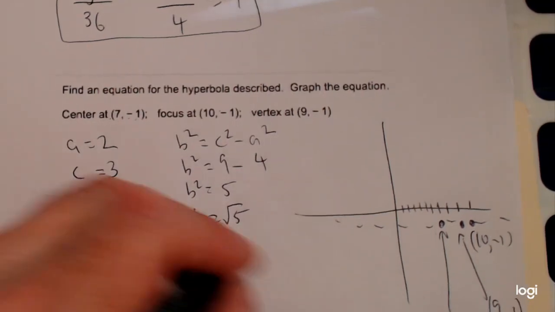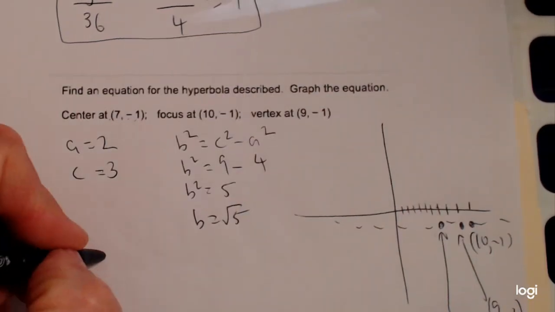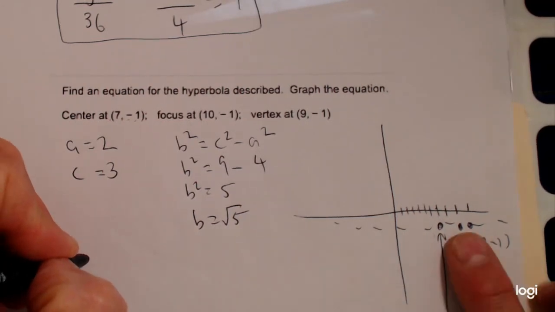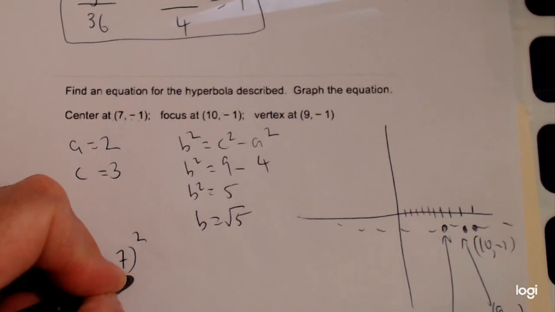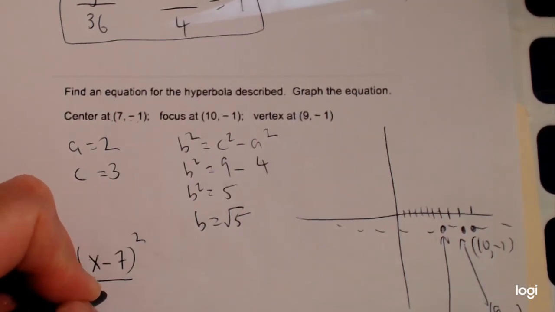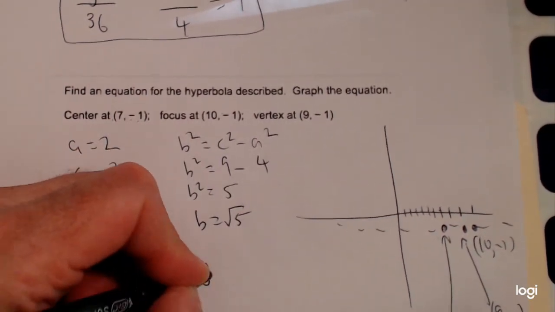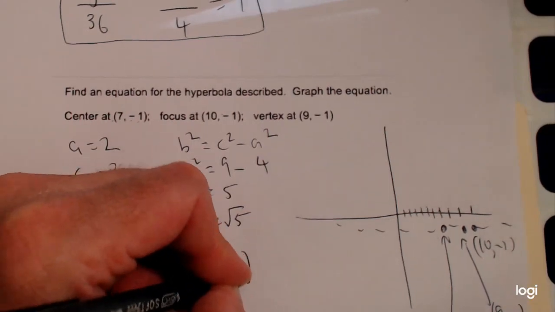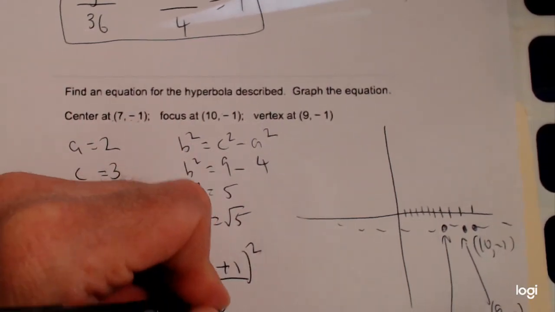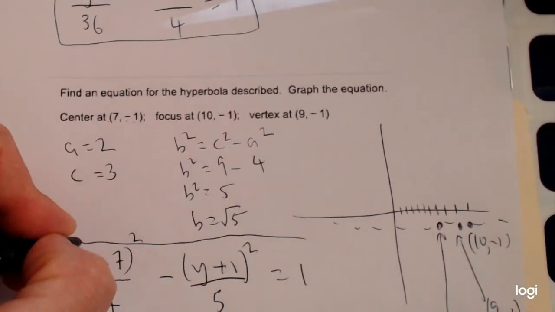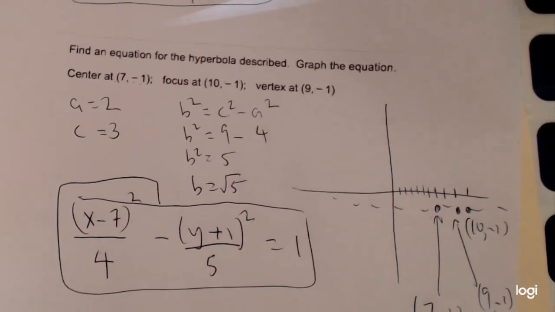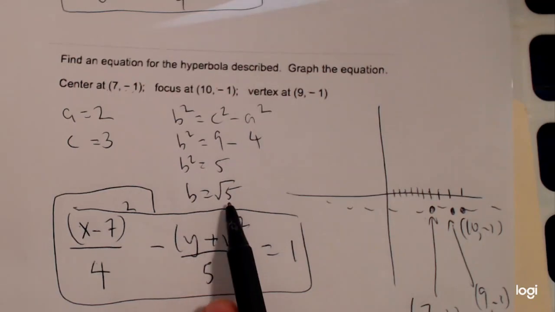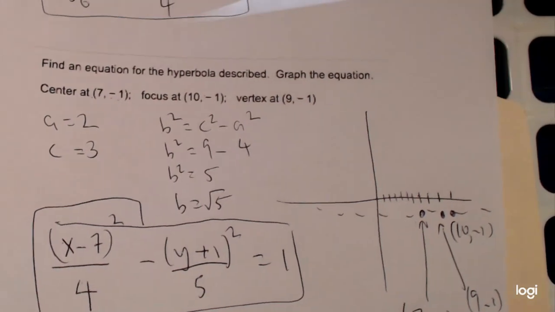Okay, so I'll let you finish graphing it, but the equation's pretty easy. So parallel to the x-axis, so (x minus 7) squared over a squared, which is 4, minus (y plus 1) squared over 5 equals 1. There we go. Because it's b squared, right? And so the square of b will be 5. Pretty easy, yeah? All right, last one.